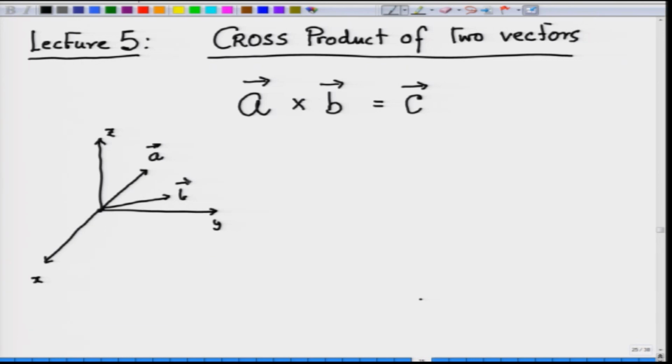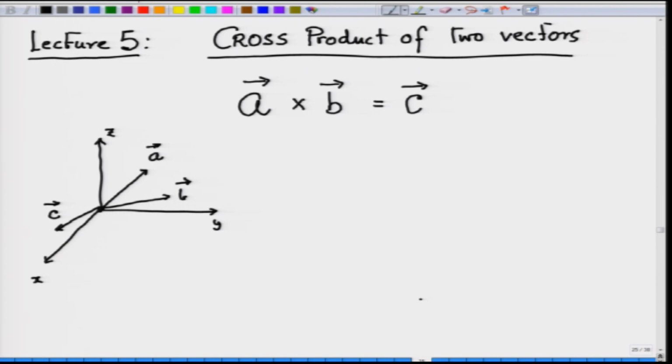Now, the cross product of two vectors is a vector C. When you write A cross B, you move from A towards B, and then, in the plane formed by the vectors A and B, the C vector, the cross product, is perpendicular to the plane in which the vectors A and B are lying.